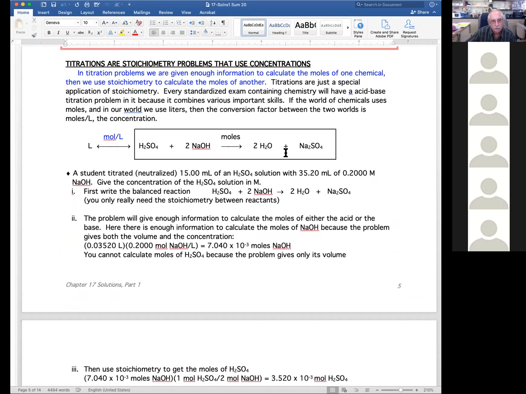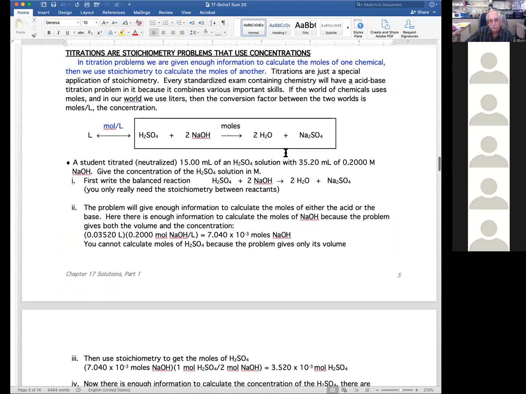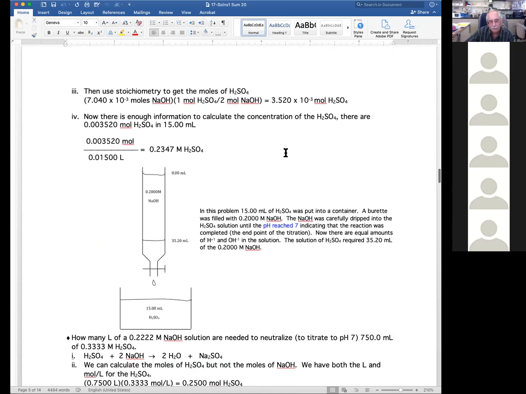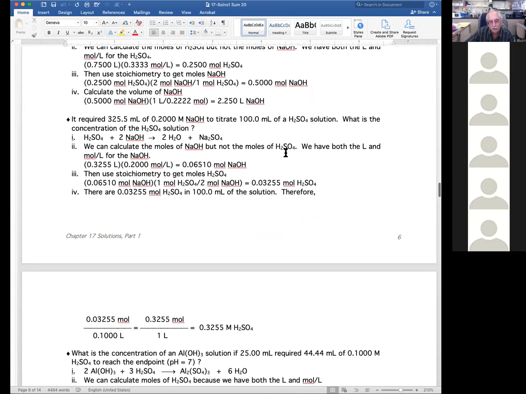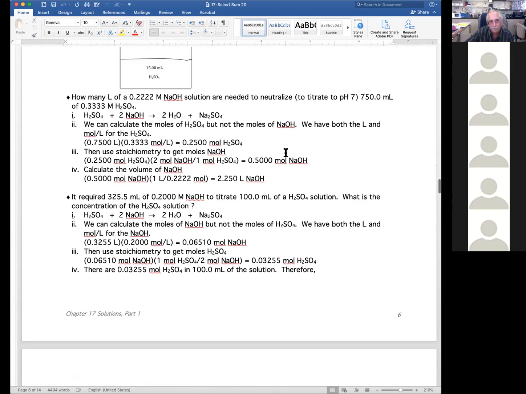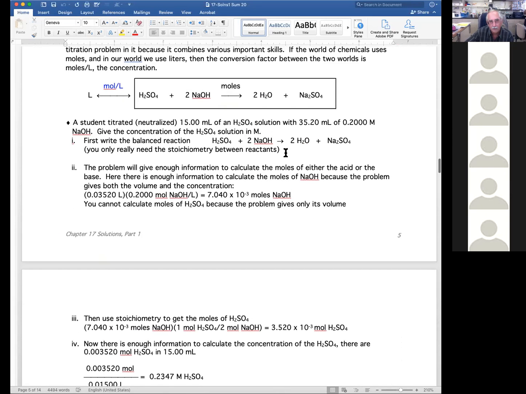So I think what I'll do is, we got a couple minutes more. I'll do titrations right now, like maybe the first one, and then we'll do it again tomorrow. Okay.